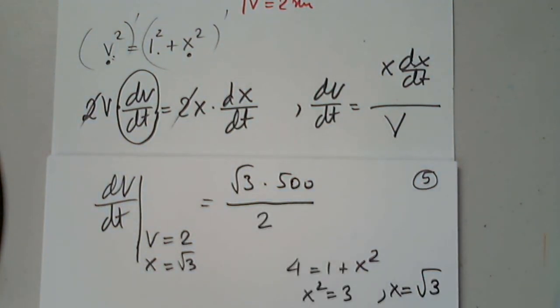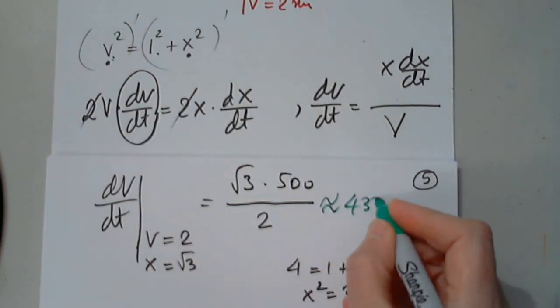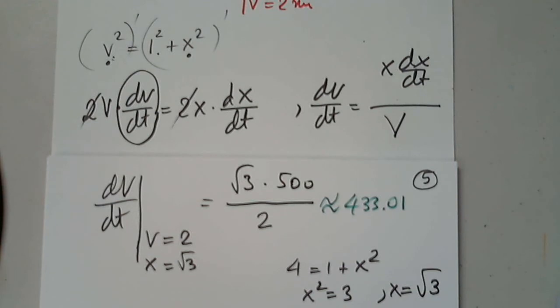Always make sure that all these numbers are in the same measurement unit. So I will do this and plug in. Careful. In this case, because the denominator is just one term, I can simply divide. It's 250 times the square root of 3. And I got 433.01. We have to identify the measurement unit.